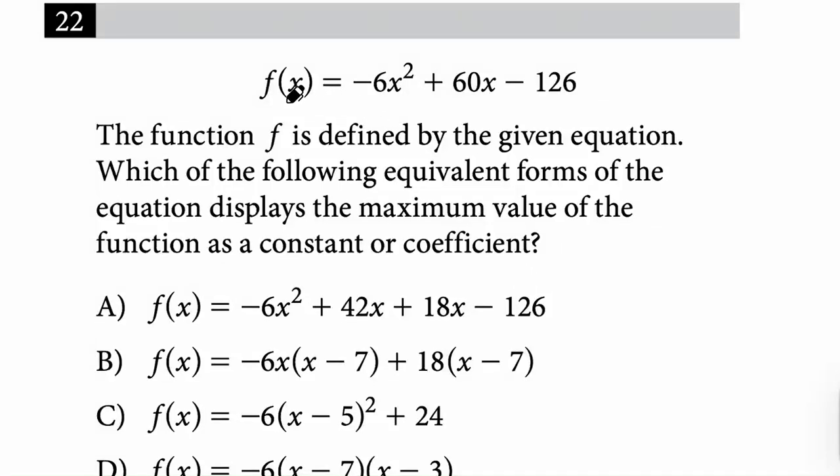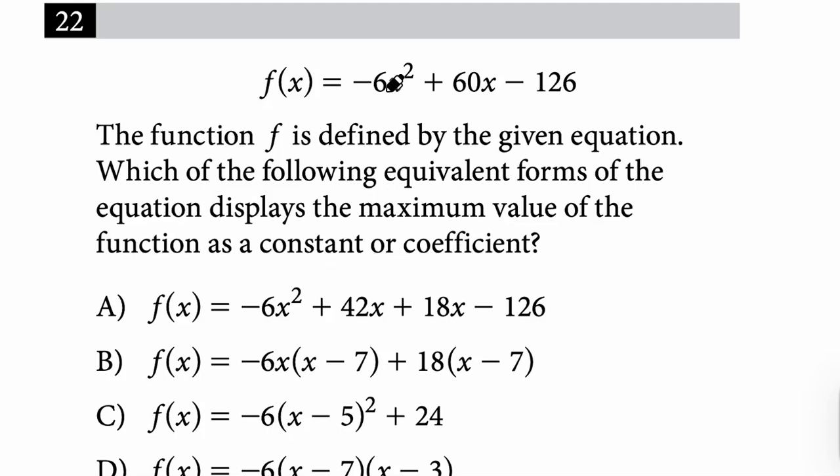Question 22. f of x is equal to negative 6x squared plus 60x minus 126. The function f is defined by the given equation. Which of the following equivalent forms of the equation displays the maximum value of the function as a constant or coefficient?